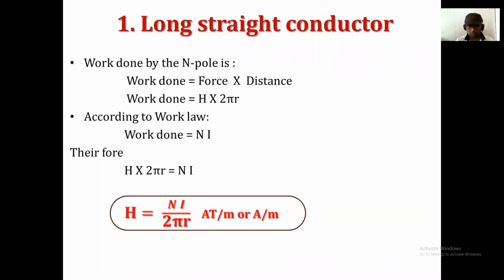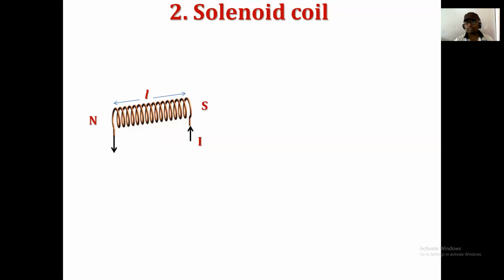And the unit is ampere turn per meter, or simply ampere per meter. This is about the long straight conductor. Now, the second application is the solenoid coil. This is an air core solenoid. We assume the length of that solenoid is L meter. If the current is flowing through that solenoid, definitely one end of the solenoid acts as a N terminal and the other end acts as a S terminal, and that you can determine by using the right hand thumb rule.